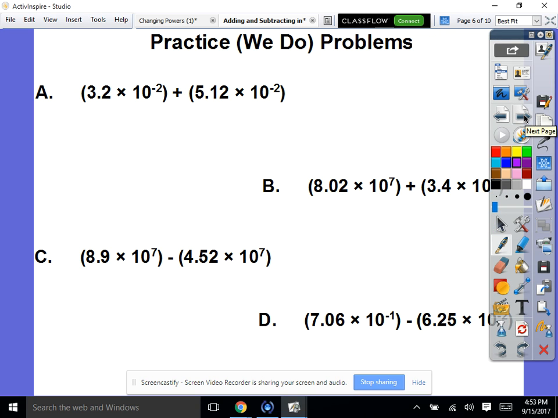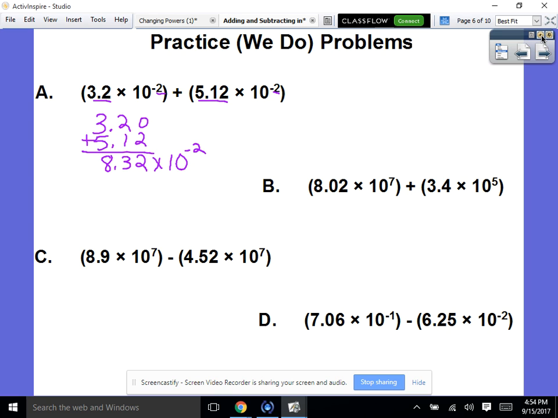All right, let's do some practice problems. So if we have the same exponent, all we have to do is add our coefficients. 3.2 plus 5.12 gives us 8.32 times 10, and we keep our exponent of negative 2.